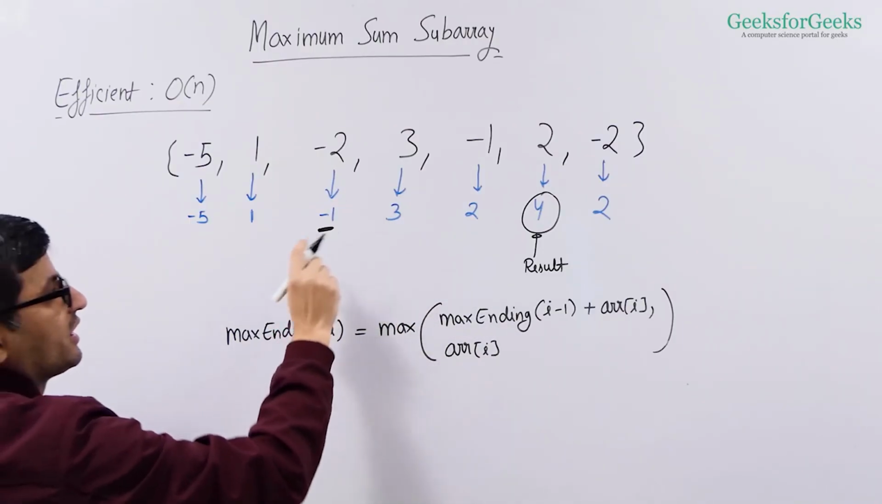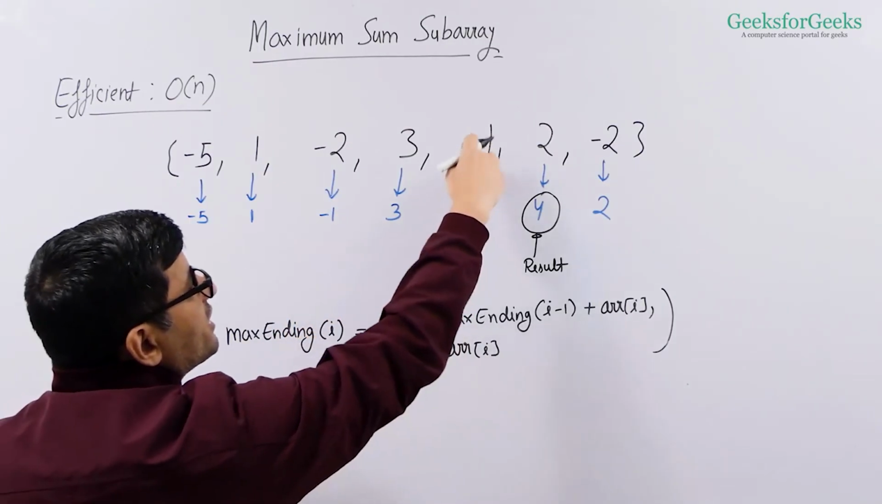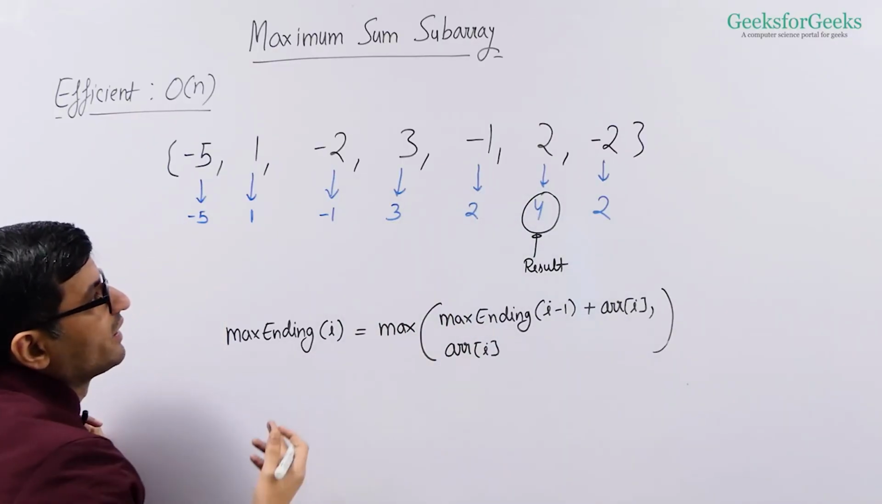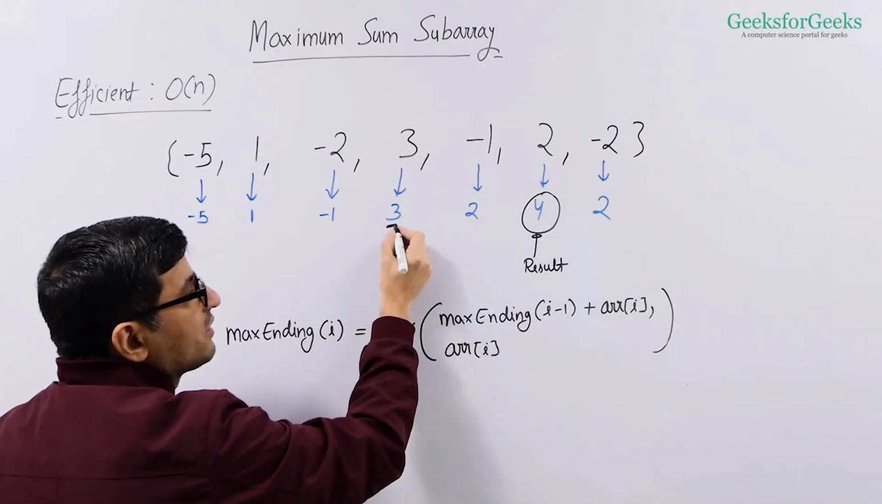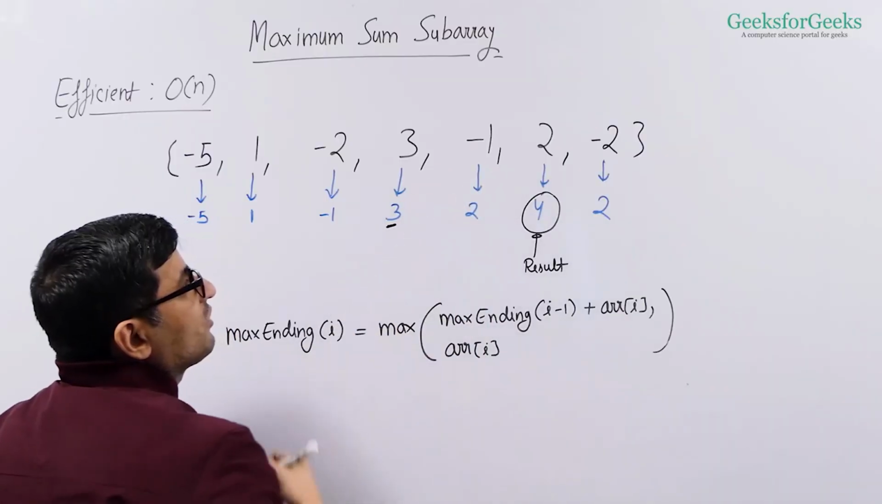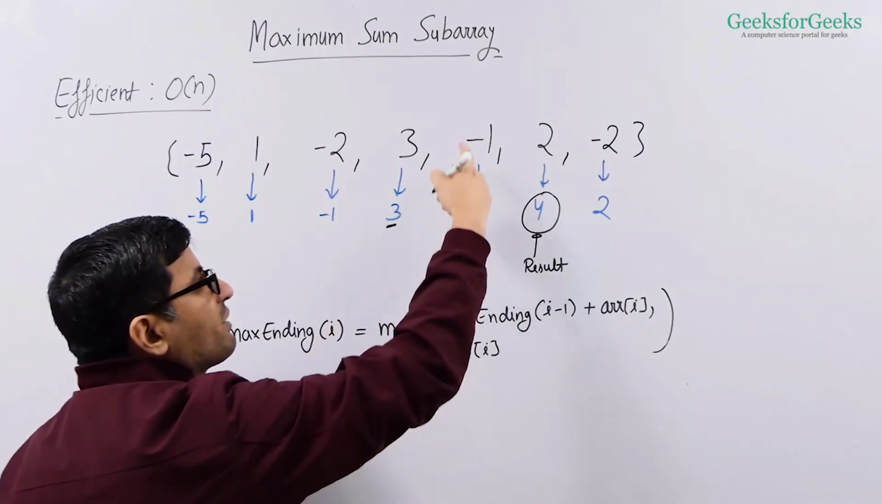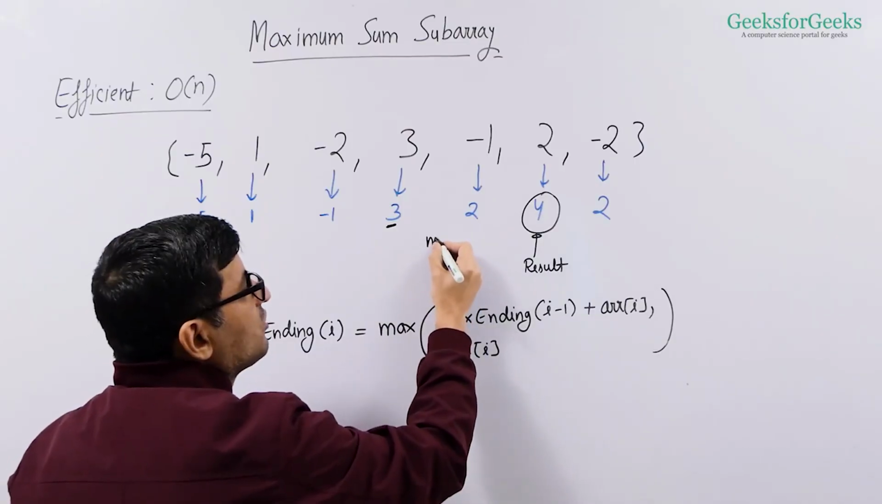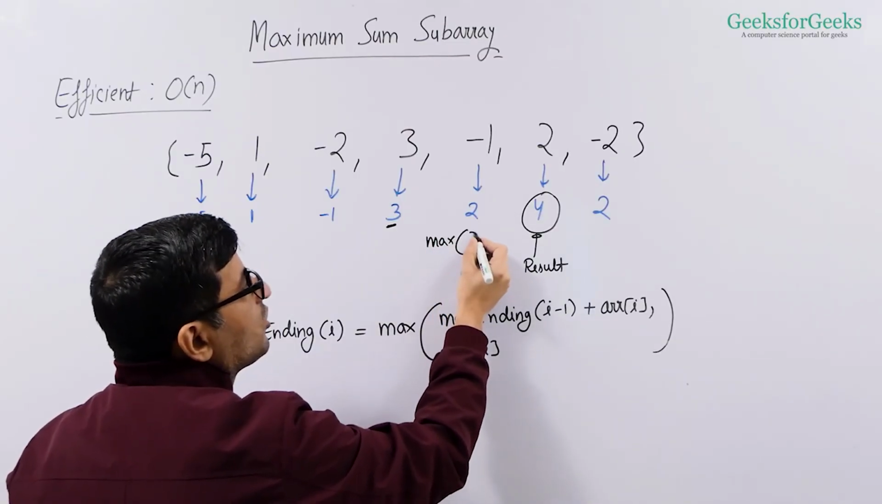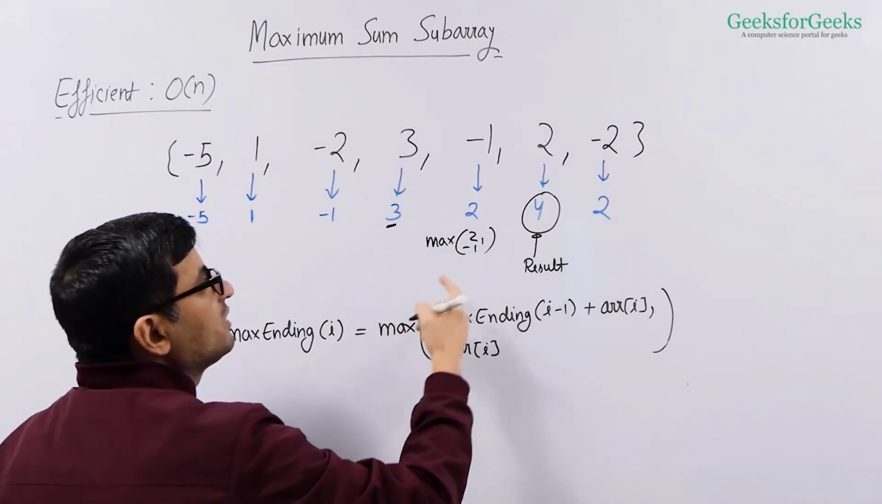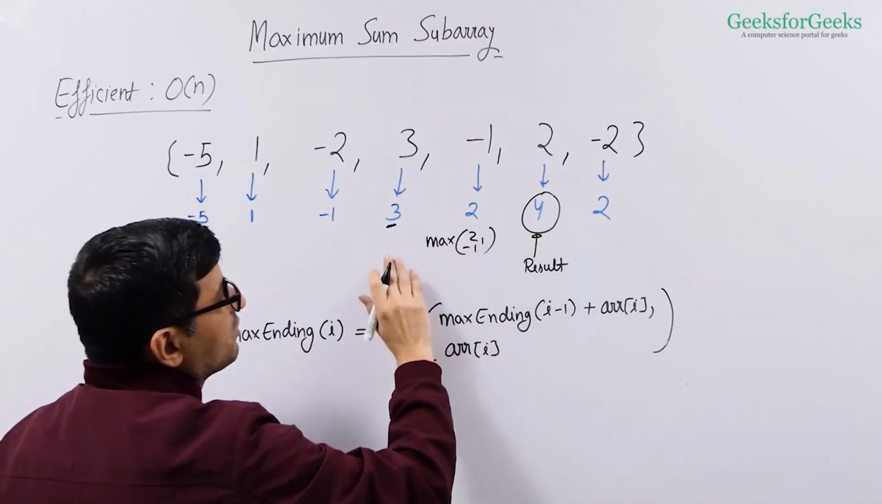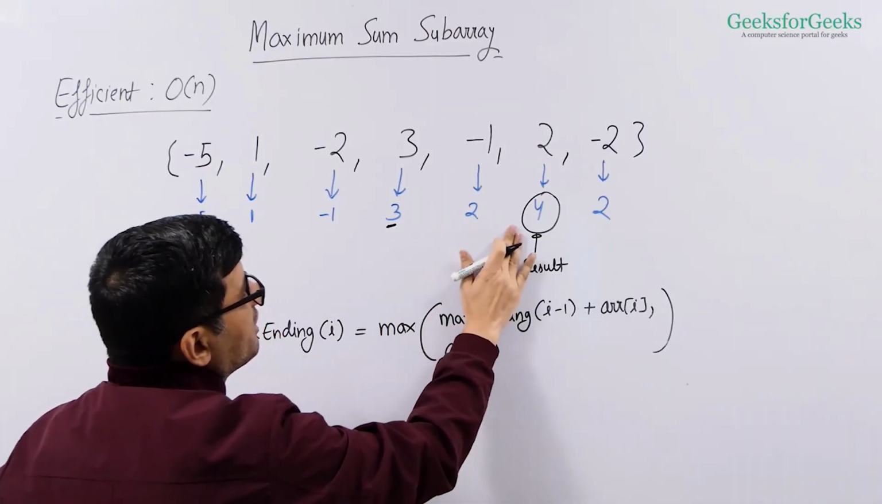So we pick 3 as an answer. When we are at this index, we again have two choices. We take this and add -1 to it. What do we get? We get 3 minus 1, 2. Or we take -1. Out of these two, 2 and -1, which one is the maximum? 2 is the maximum, so we take 2. That's how we get the maximum ending with this element.